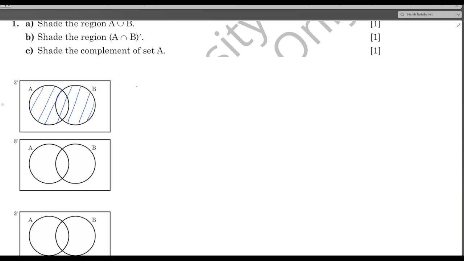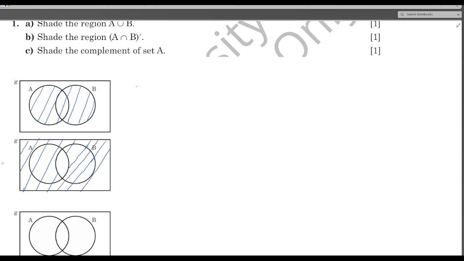Now second question is shade the region A intersection B complement. Now A intersection B complement. A intersection B is anything which is common, and complement means I have to ignore that common part and shade everything else. So this is going to be your required shaded part. Yeah, it will continue like this.